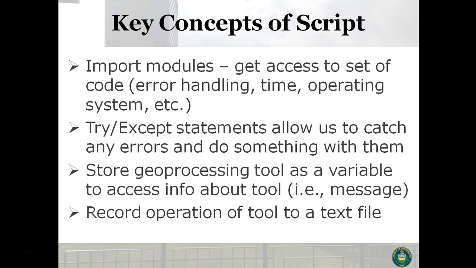So we need a module to be able to handle errors, to work with time, and to work with the operating system. We can use try except statements to catch errors and then do something with them. I like to store a geoprocessing tool as a variable because it returns what's called a result object, and we can get that Esri system message. And then I like to record the operations of my tools to a text file. I know of some counties where they send themselves an email, and there's actually a module in Python where you can send emails.